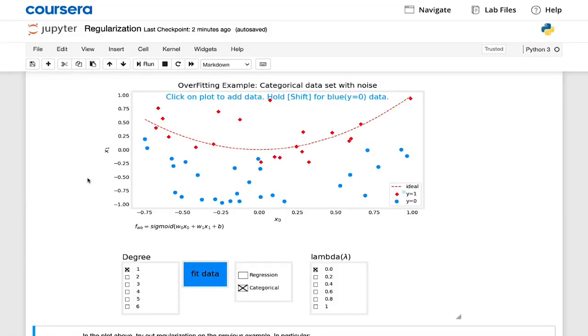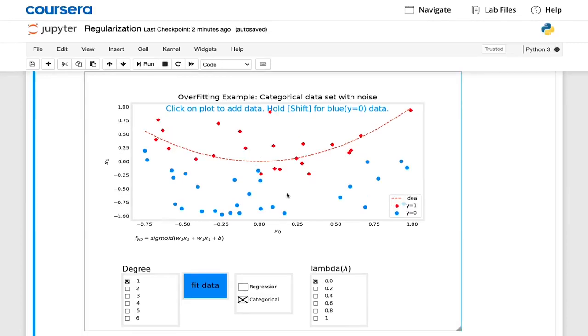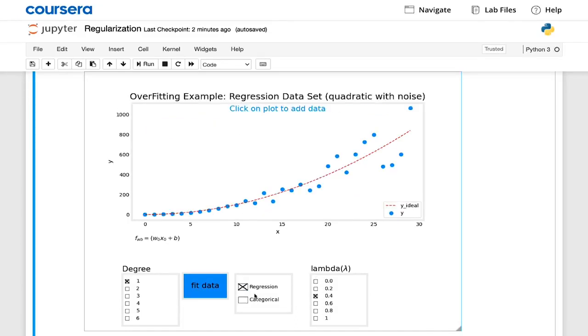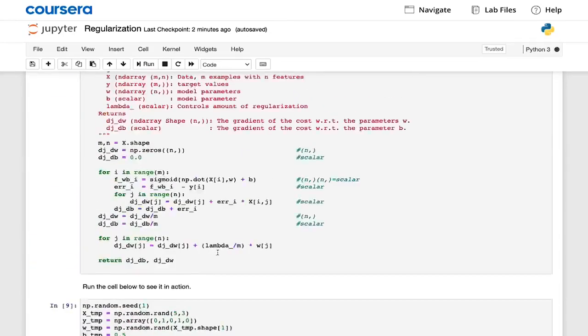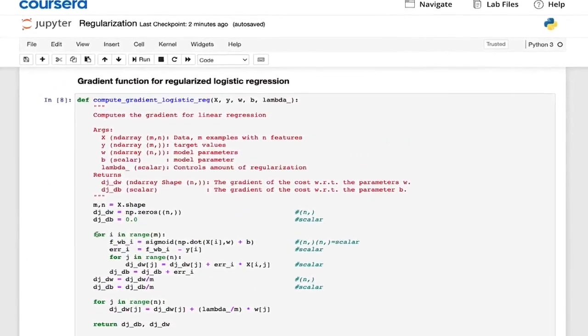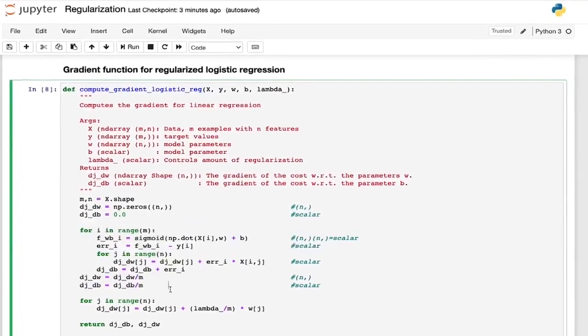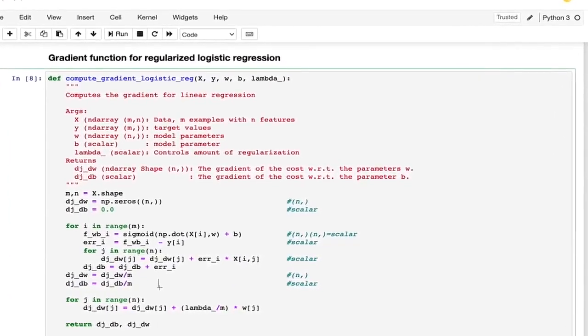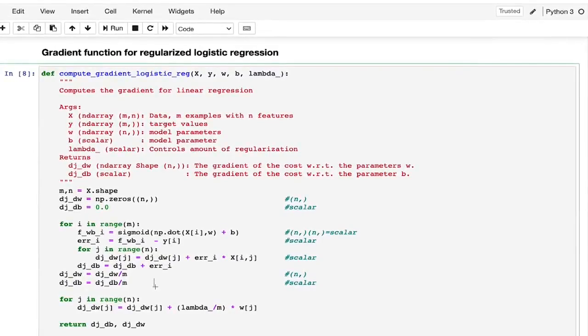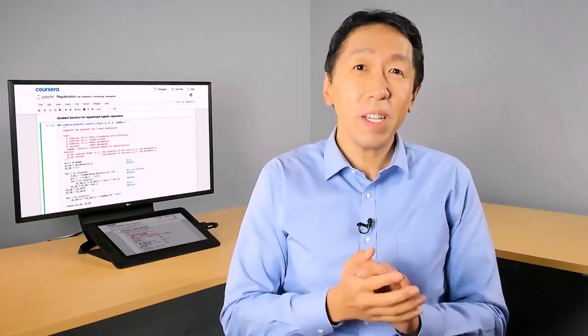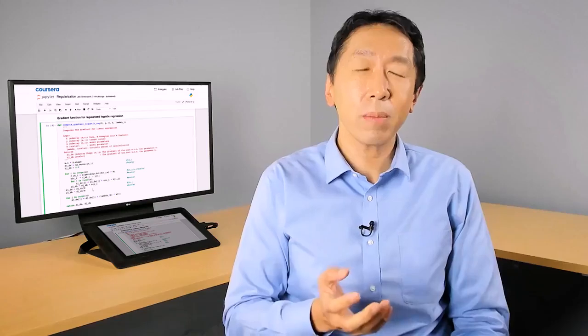In the final optional lab of this week, you revisit overfitting, and in the interactive plot in the optional lab, you can now choose to regularize your models, both regression and classification, by enabling regularization during gradient descent by selecting a value for lambda. Please take a look at the code for implementing regularized logistic regression in particular, because you'll implement this in a practice lab yourself at the end of this week. So, now you know how to implement regularized logistic regression.